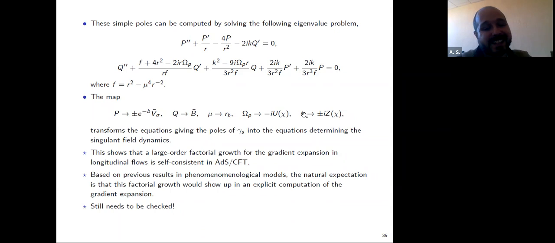So structurally, this is extremely similar to our findings in MIS-like theories. And of course, what this shows is that under our assumption of having a common singulant parameterizing the natural behavior of the hydrodynamic components, a large order factorial growth for an arbitrary longitudinal flow is self-consistent in holography. I would also say that based on previous results that we have in phenomenological models, the natural expectation that at least I personally have is that this factorial growth governed in this precise way by this singulant equation of motion would show up in an explicit computation of the gradient expansion. But this needs to be checked because we have not yet performed this computation.